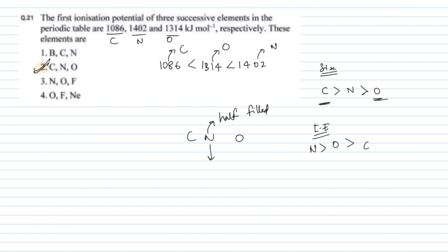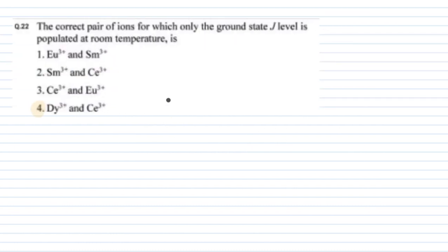Let's talk about the next question. Here it says the correct pair of ions for which only the ground state J level is populated at room temperature. Now this particular question is again a direct question from my classes on lanthanides and actinides. There we discussed that there are two exceptional lanthanides where the J level in the ground state is less populated.